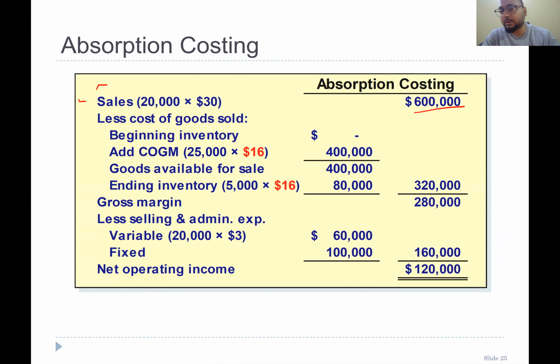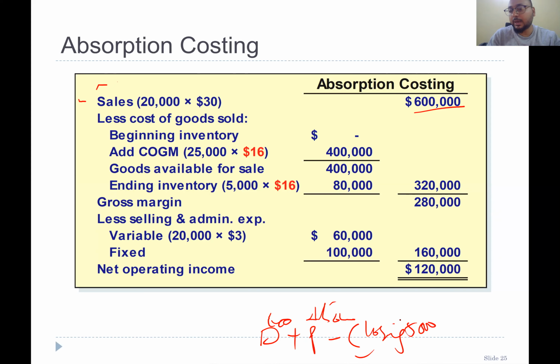Cost of goods sold, what is the formula? Beginning or opening plus purchases minus closing ending inventory. So they sold 20,000, it means they manufactured 25,000. So opening is 0. Production or purchase is 25,000. And 5,000 is your ending inventory. So answer would be this.